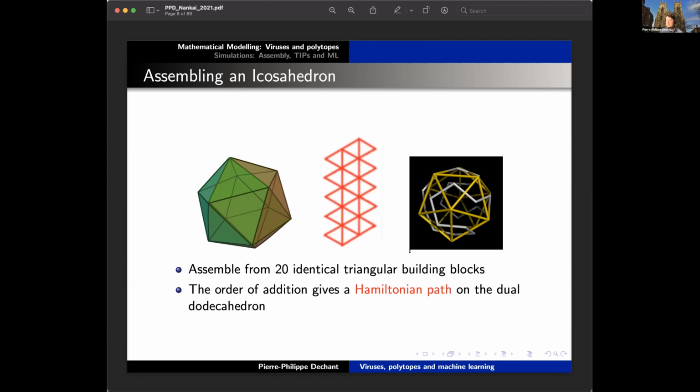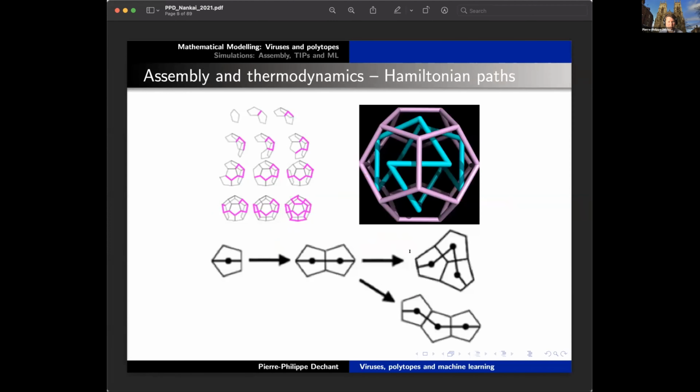And essentially the order in which you assemble that would give you a Hamiltonian path on the dual polytope, which is the dodecahedron. Or you can think of an icosahedral net, which is sort of a fragment of a triangular lattice, and just cut that out and glue together the right edges, and it'll fold up into an icosahedron. So this idea of Hamiltonian paths will sort of underpin various things that I talk about throughout the talk.